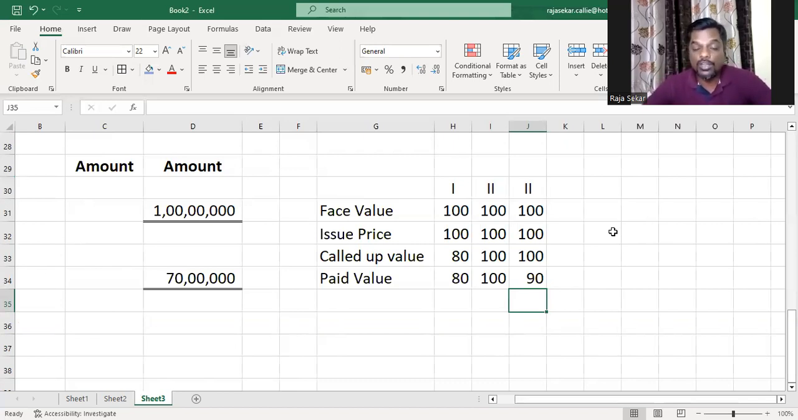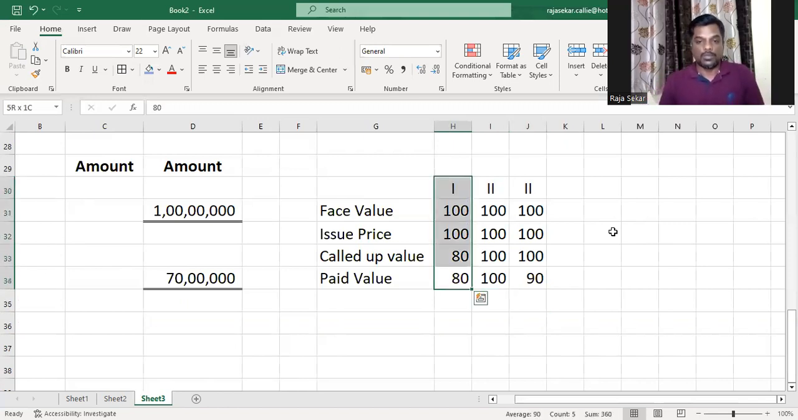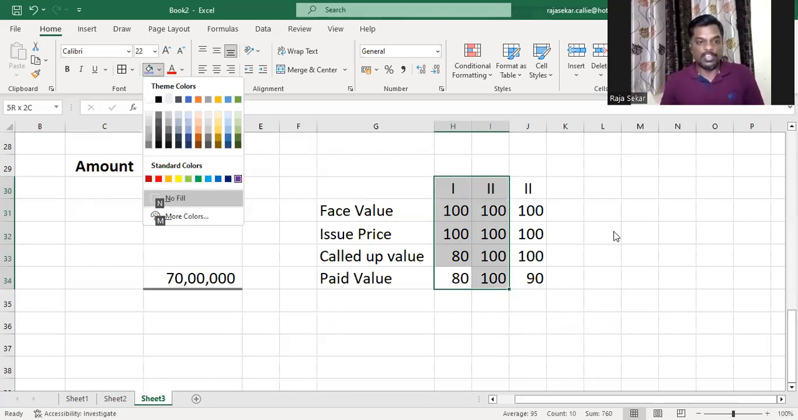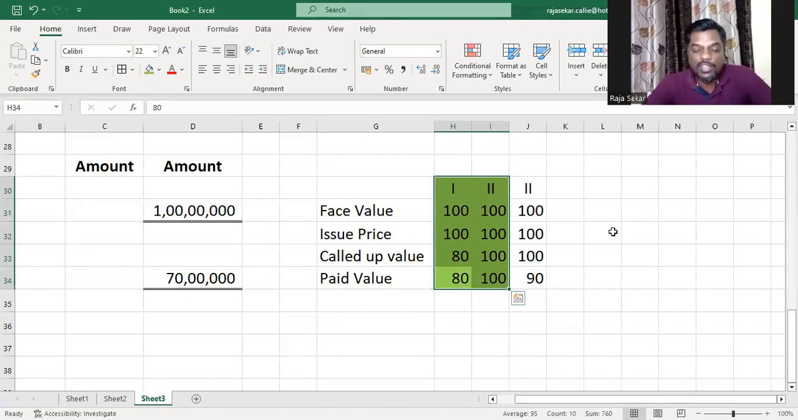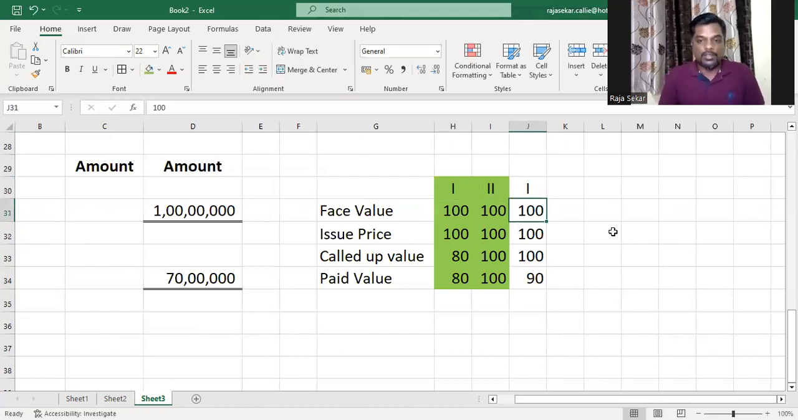If you tell me you will consider situation two and situation one as fully paid up, then you are wrong, my dear children. Because by fully paid up, you only mean the face value paid up. Understood or not? Only if the entire face value of the shares have been paid up, it will be considered as fully paid up. So this situation two only is fully paid up.